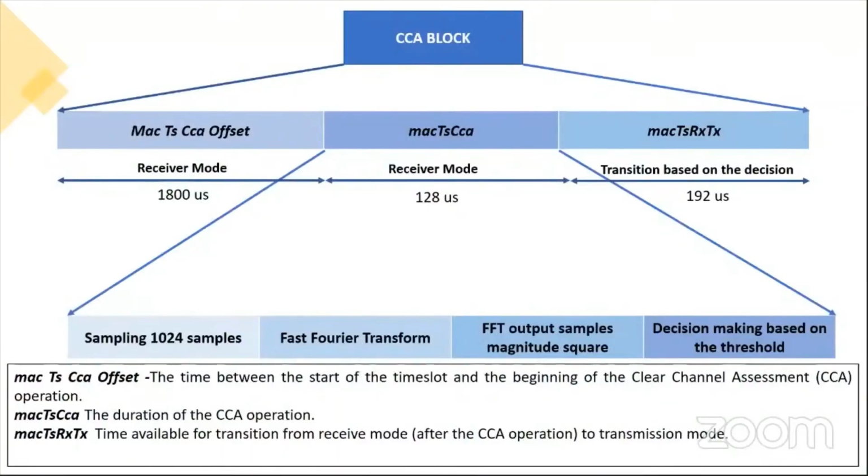Okay. So as we saw in the previous slides, the CCA basically consists of 3 timing fields. First, there's the offset, and then there's the actual CCA performed in the MAC TsCCA, which as per the standard should be completed in 128 microseconds. So for implementing CCA, we sampled the received signals. We performed an FFT, and then we took the magnitude square to get the power. And then based on the power, we had a decision-making module, which made the decision whether the channel is idle or busy.